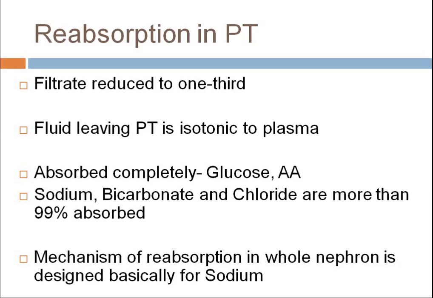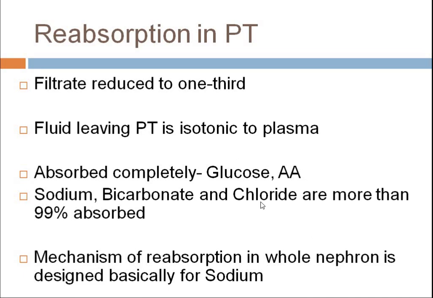So what is happening due to reabsorption in the proximal tubule? The filtrate is reduced to 1/3. The fluid which is leaving the PCT is isotonic to plasma because tonicity is continuously being maintained due to movement of water. Whatever amount of substances are reabsorbed, the water will proportionately flow and try to maintain the osmotic balance. As I told you, water will be reabsorbed osmotically, so it will try to maintain osmotic balance.